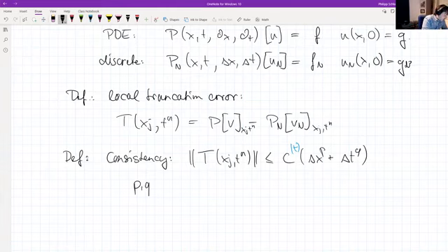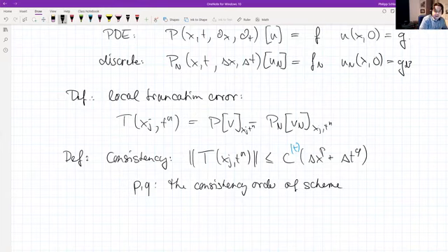p and q, they are called the consistency order of the scheme. And I mean of the scheme of both the temporal and the spatial discretization. And if we talk about the order of a scheme, then it's typically the consistency order that we talk about. So if I say I have a code, OpenFOAM is second order in space and first order in time, then actually I'm talking about this p and q. It's the consistency order that I mean with that.